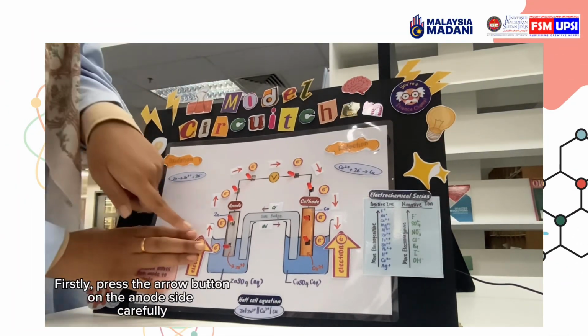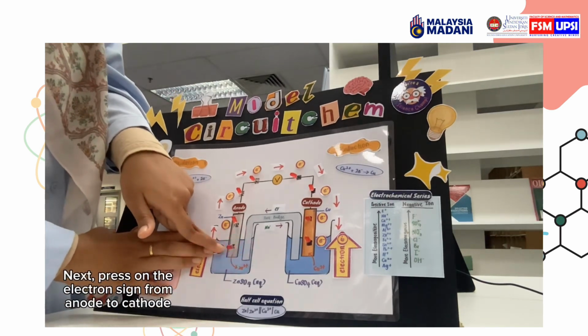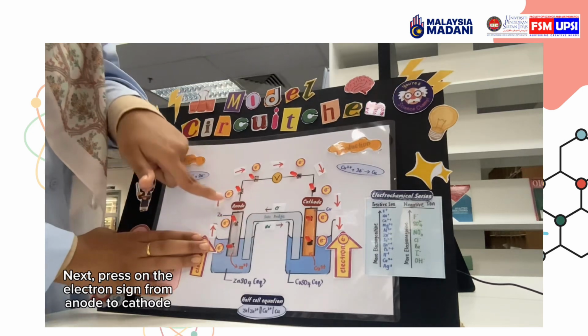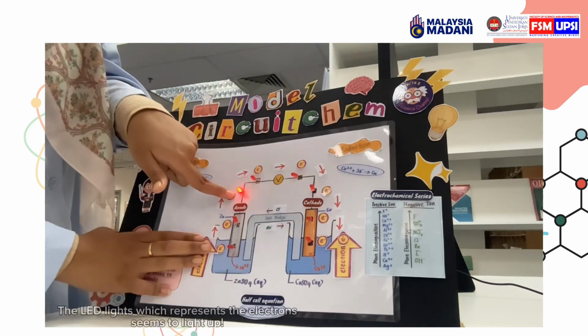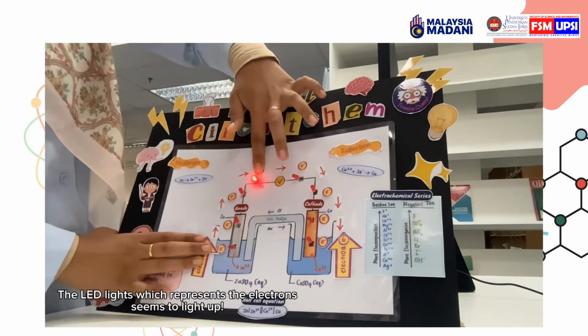Firstly, press the arrow button on the anode side carefully. Next, press on the electron sign from anode to cathode. The LED lights, which represents the electrons, seems to light up.